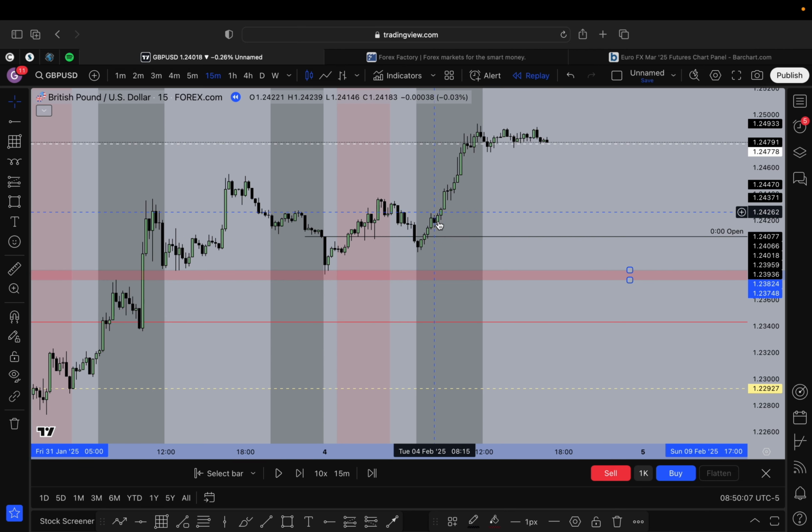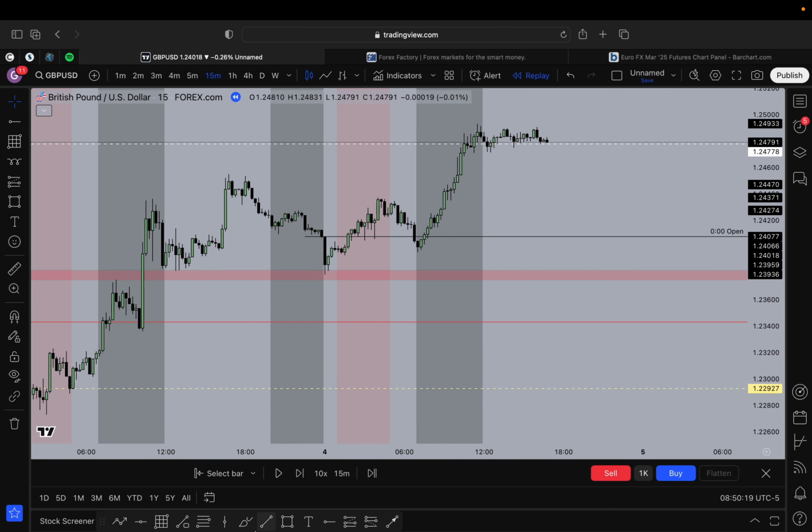What's the characteristic of New York? Optimal trade entries for New York continuations, for continuations of whatever London was. So whatever London's trading was, that's the characteristic of New York. So this is an optimal trade entry.